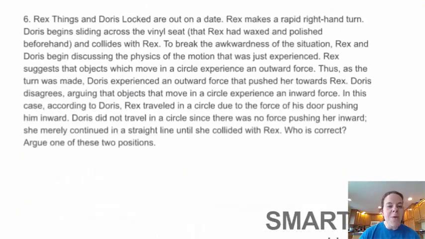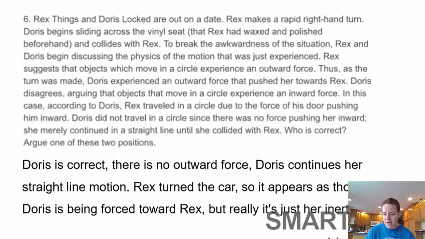Okay, so for our story here about Rex Things and Doris Locked, fun names, right? It goes through this whole story about Rex making a rapid right-hand turn, and you have to say who's correct for the arguments. And of course, Doris is correct. There's not an outward force. Doris is just experiencing inertia. So she goes flying into Rex, not because of any sort of force, but she just continues in her straight line motion as he turns the car.